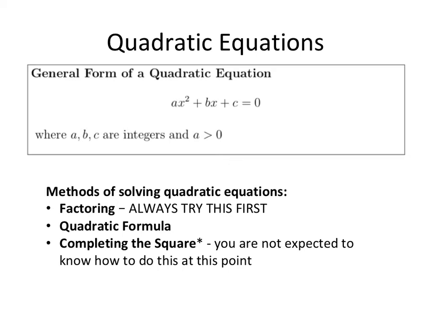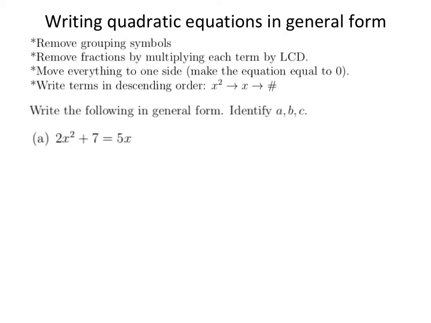So here we go. Writing quadratic equations first in general form. What you want to do is remove grouping symbols and fractions. Move everything to one side wherever a is greater than 0, so wherever your x squared has a positive coefficient, and write in descending order. So x squared, x, and then the number.